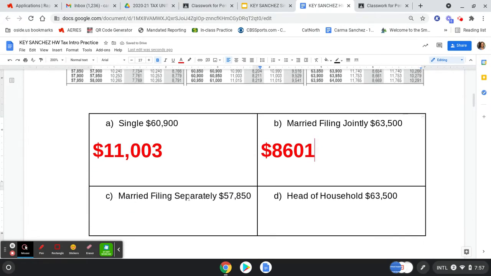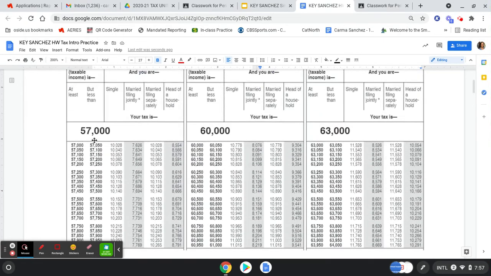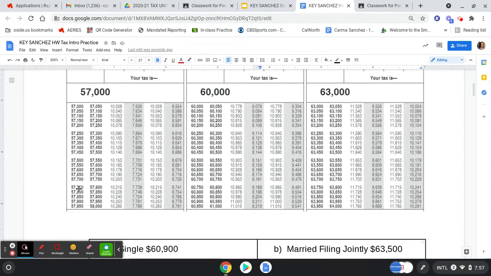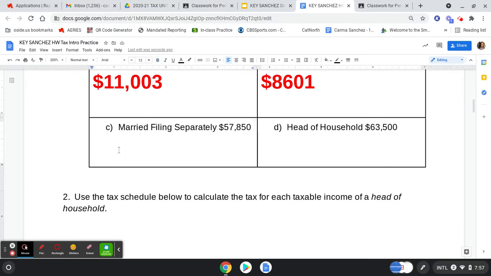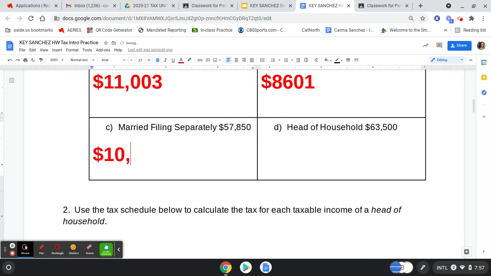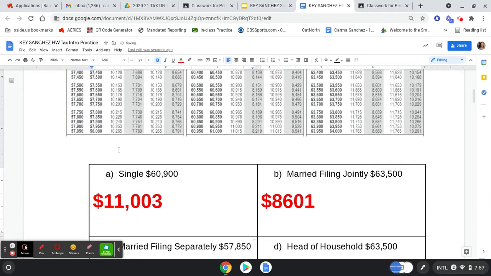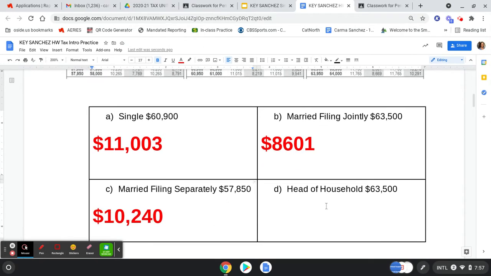Next is married filing separately, 57,850. So looking in the 57,000 box, following it down to the 850. Remember, we need this third to last row because it's got to be at least 57,850. Follow it across to the third column. See what you get. Did you get the 10,240? How'd you do? So 57,850. Follow it across, 10,240.